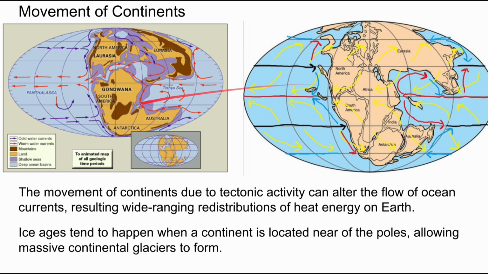Point out too, ice ages can happen when a continent is pushed towards the pole. You see during this time period, during Pangea, Antarctica wasn't at the pole. But it got pushed down this way. And when you have land masses at the pole, it tends to accumulate massive thick sheets of continental glacial ice, and that definitely changes the climate of the planet in consequence.